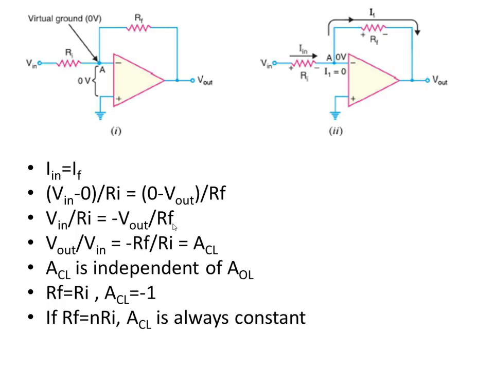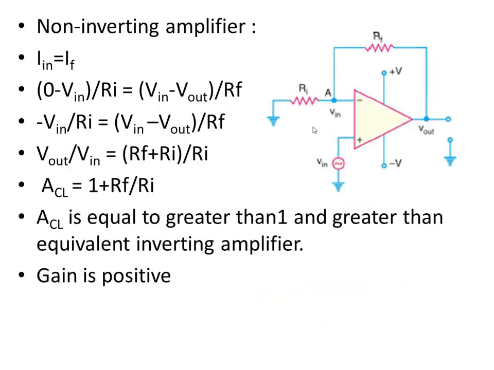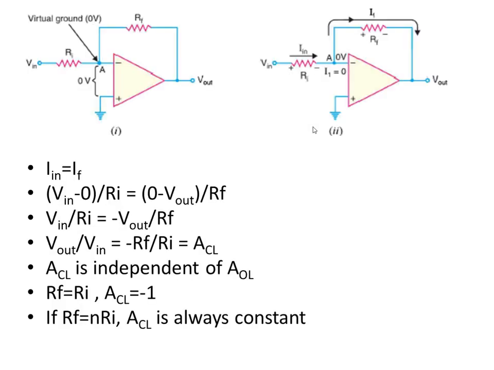Actually, we need the equation for gain. Gain is Vout by Vin. If we rearrange this equation, Vout by Vin will be minus RF by Ri, which is the closed loop gain. Why is it closed loop gain? Because we have considered the feedback resistance also. Here we have negative feedback, so this gain is called closed loop gain.